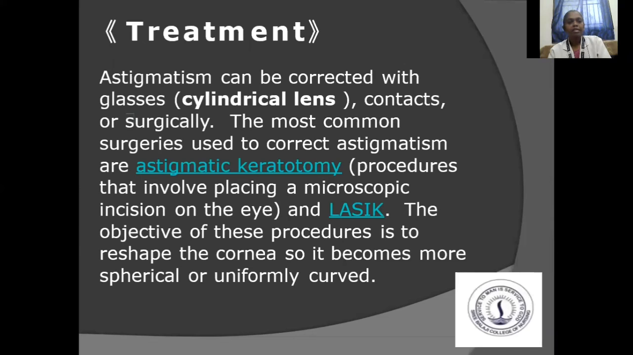Astigmatism can be corrected with glasses, cylindrical lenses or contact lenses, or surgically also. The most common surgery used to correct astigmatism is astigmatic keratotomy. The procedure involves placing a microscopic incision on the eye and applying lasers. The objective of this procedure is to reshape the cornea so it becomes more spherical or uniformly curved. Because of the abnormal curvature only, the patient is having problems in astigmatism. To have the normal curvature, we need to do surgical repair so that a normal spherical or uniformly curved structure can be obtained.